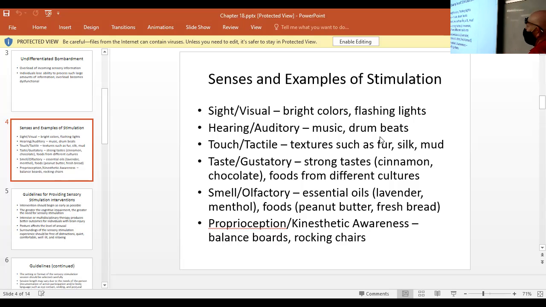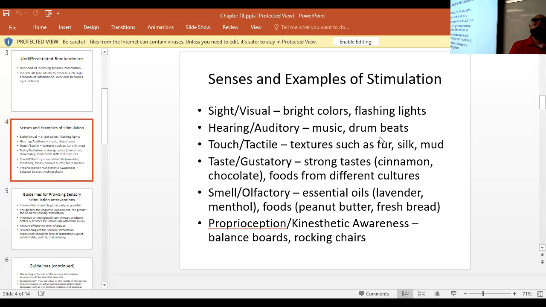Hearing and auditory: music, drum beats, we all know things like that will stimulate that sense. Touch and tactile: different textures such as fur, silk, mud. My 2-year-old's books right now have an alligator with a little cutout, and you can feel the skin of the alligator. Then you turn the page and there's a lion and it's fuzzy and you can feel that. That's because children are much like the older individuals you'll be working with who have sensory issues. They're still learning their senses as young children, and that's why they're given these things as learning tools to become familiar with these different tactile senses.